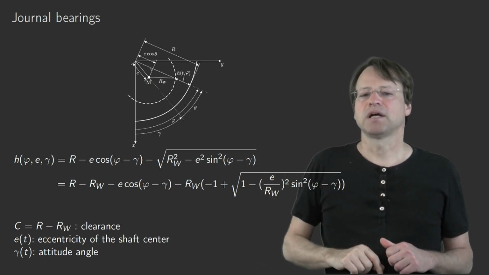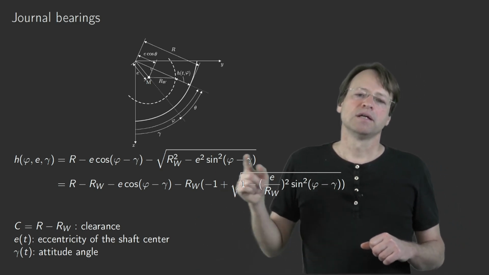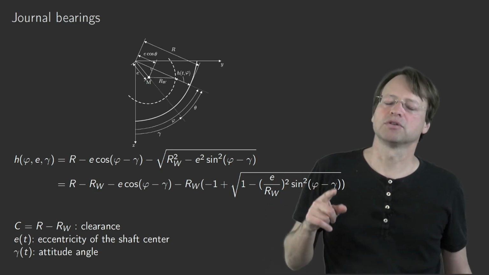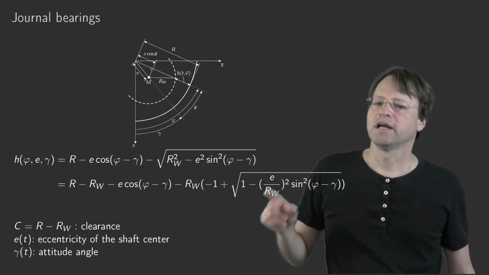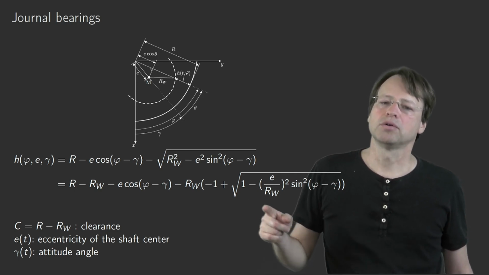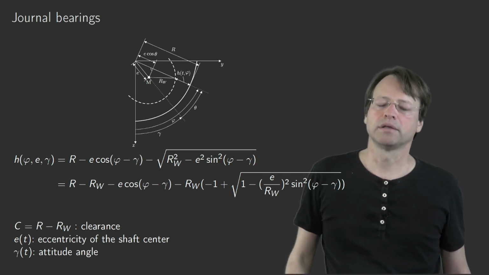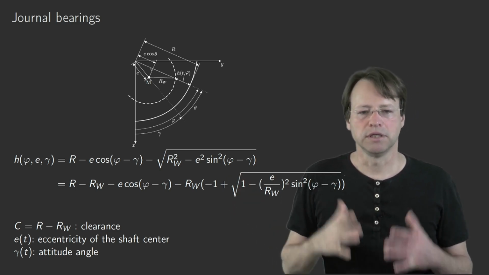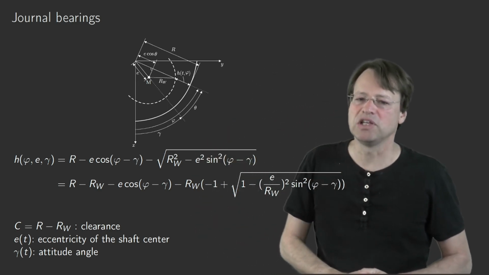So e divided by R sub W will be much smaller than 1, close to 0. The sine is bounded by 1. So the whole expression will never be larger than e divided by R sub W squared, and this is negligible when compared to the 1 here. So the whole term under that root, the radicand, can be replaced by 1. Taking the root of 1 is still 1, but then computing minus 1 plus 1 is 0. So the whole term in that parenthesis is approximately equal to 0.